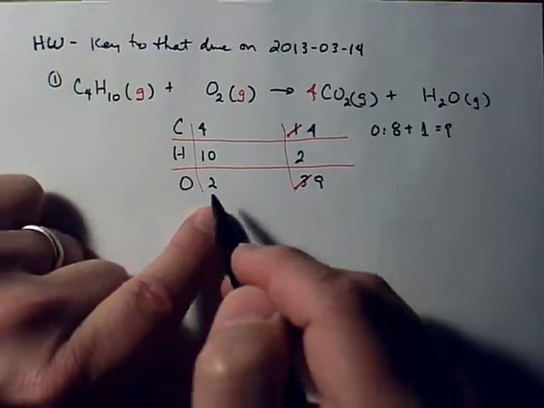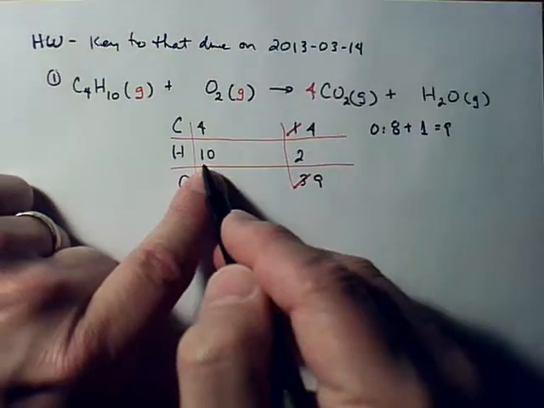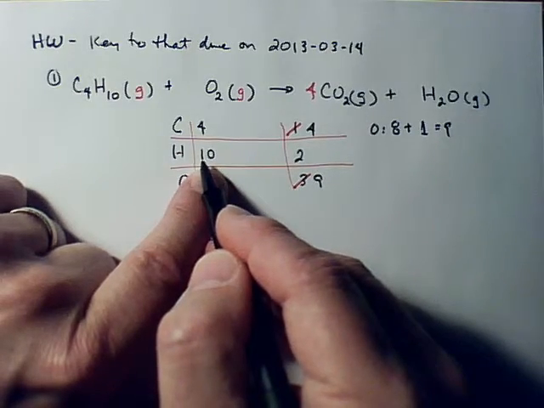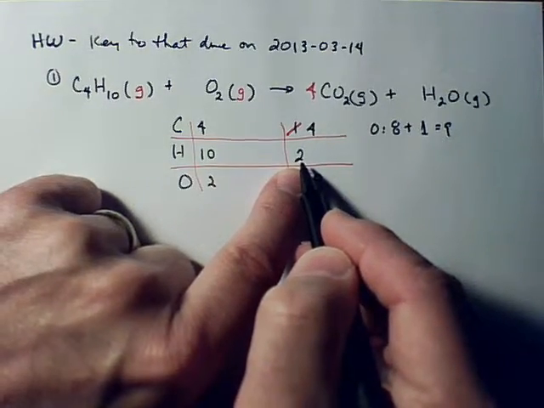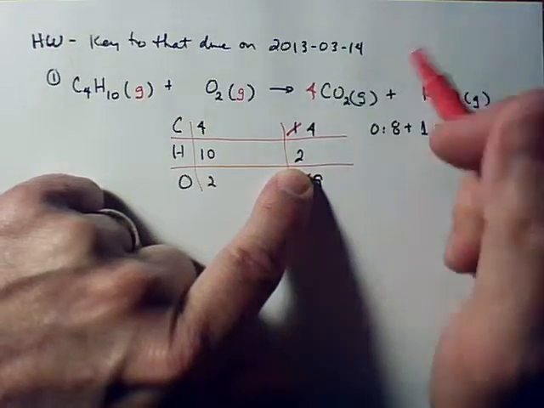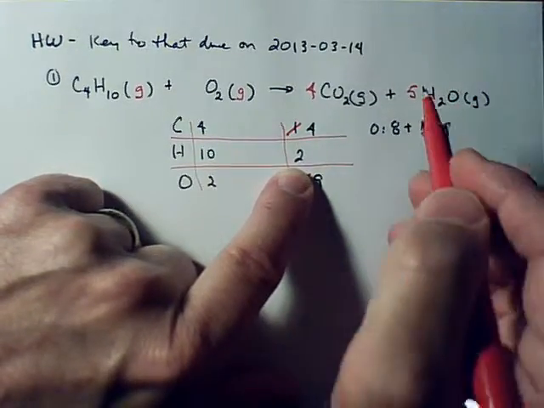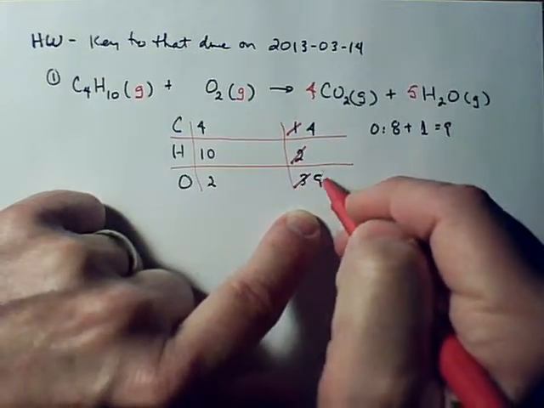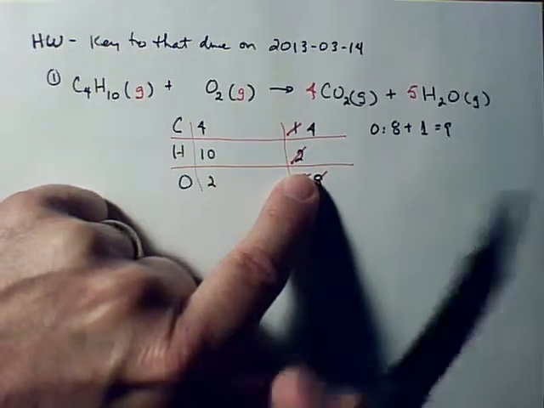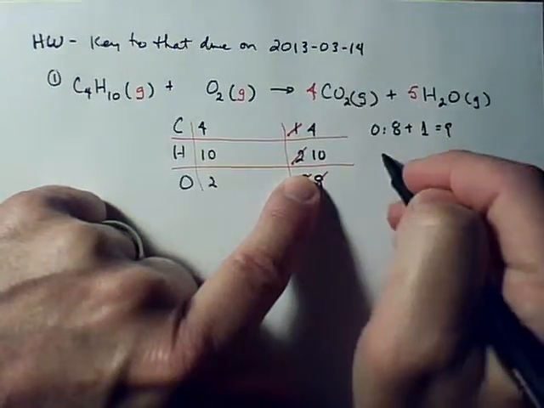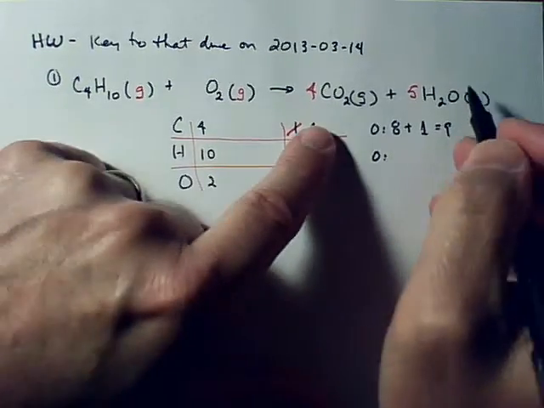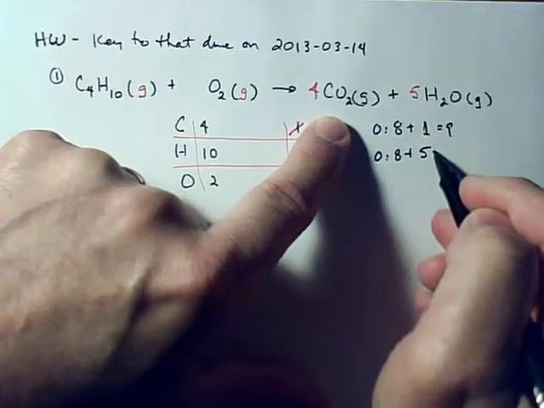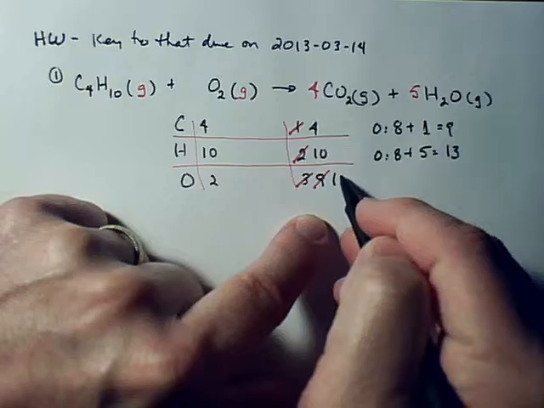So we always balance oxygen last. So the next thing we want to do is to balance the hydrogen. That's the next to the last one you always do. So we've got 10 hydrogens on the left, 2 on the right. To get 10 hydrogens on the right, we need a coefficient of 5 in front of the water. That's because 5 times 2 is 10. So that's going to change this and change the number of oxygens. So we're going to put our 10 hydrogens here, and we're going to re-add all of the oxygens that we have. 4 times 2 is 8. 5 times 1, 5. So we currently have 13 oxygens.